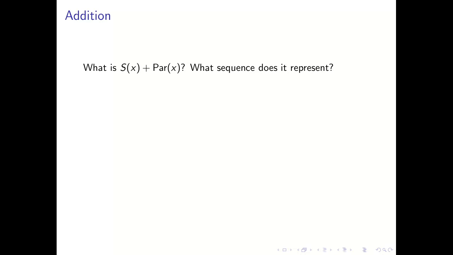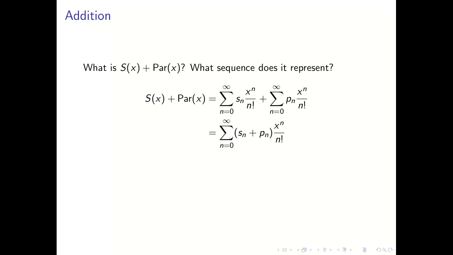And so we're saying, well, what sequence does this new generating function that we get represent? So we could do the calculation. It's a pretty easy calculation to do. We do what we do with polynomials. We collect the coefficients for a given power of x, and then we can see that the nth coefficient of s plus par is s sub n plus p sub n, where those are the number of permutations and partitions on n labels respectively. And so our natural question is, well, what does this count?